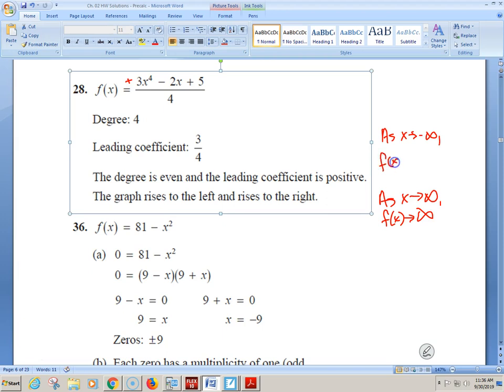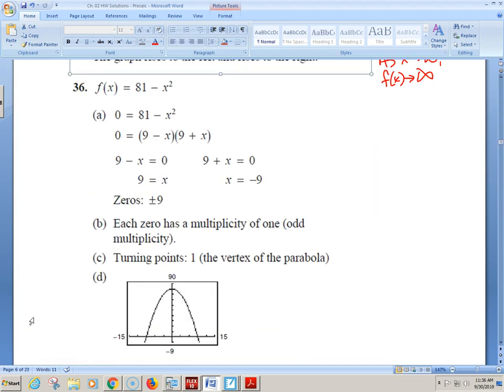Sorry, f of x is approaching... Isn't it rising both ways? The heights are going up and the heights are going up, to the left and to the right. Number 36 wasn't meant to be a hard one because all you had to do was factor your difference of squares, set equal to 0 to get your zeros at plus or minus 9.